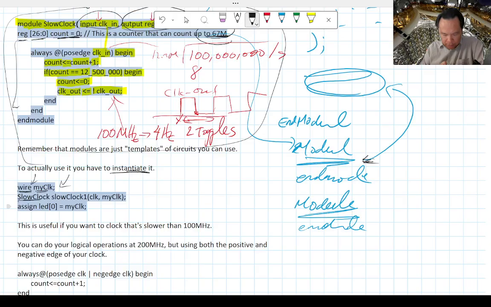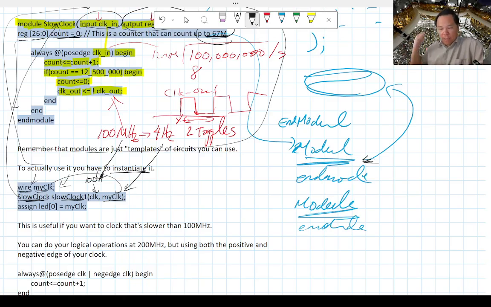What happened is that this slow clock, which is the name of this module, I'm going to name it something else. You just cannot use slow clock because that's already used. So I'm going to call it slow clock 1, okay? And then you pass it that 100 megahertz clock. This is the 100 megahertz clock that we're passing. And then my clock, this is the slow one, the 4 hertz one I'm going to get back.